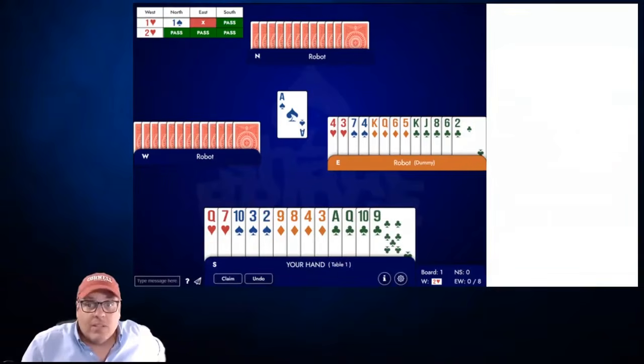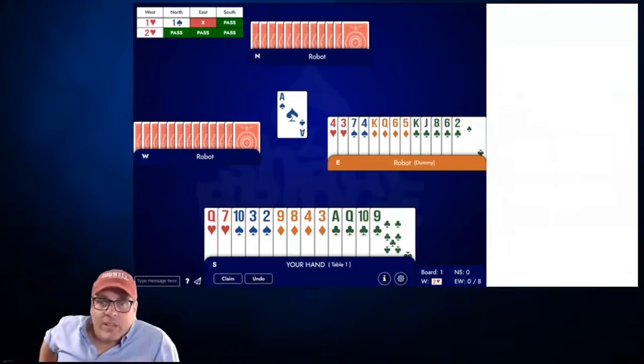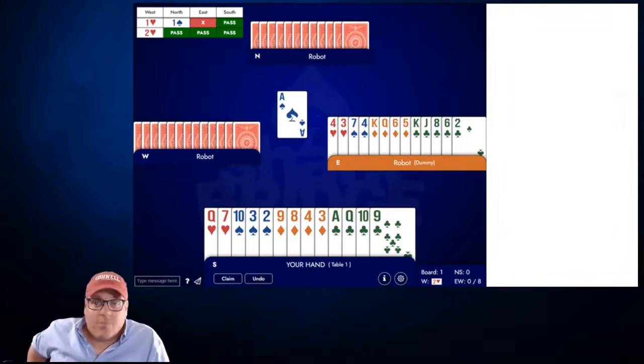In fact, let's look at the reverse of this example. What do we do now after dummy plays low on this hand? I've changed it slightly. Make your play. It is pouring rain outside right now. Perfect day for bridge. Look at the entire hand always.